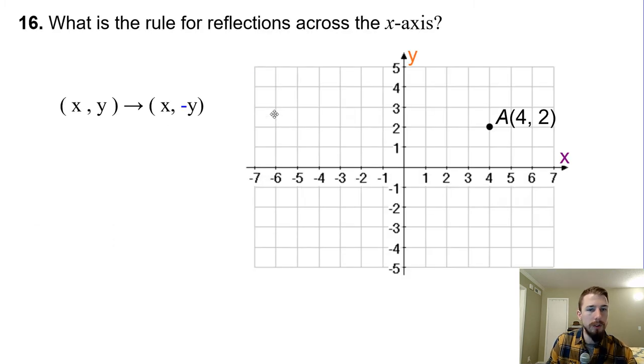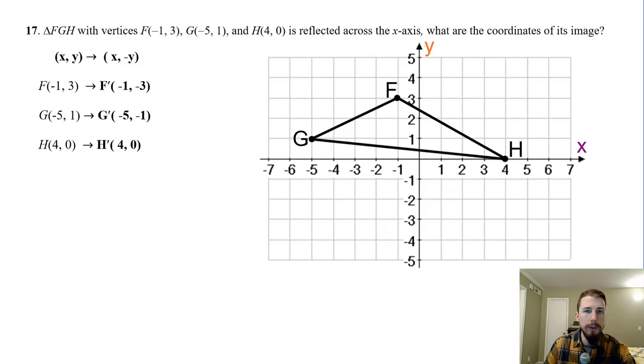All right, 16. What's the rule for reflections across the x-axis? Well, if you forgot, whenever we reflect across the x-axis, we go down 2, then we go down 2 more, which makes it the point A double prime, which is 4, negative 2. So the x value stays the same, and we change the y to the opposite. All right, so now we're going to apply that rule to reflect triangle FGH across the x-axis.